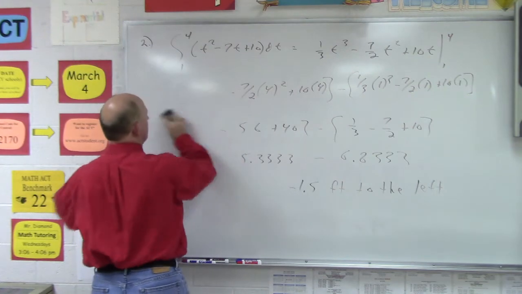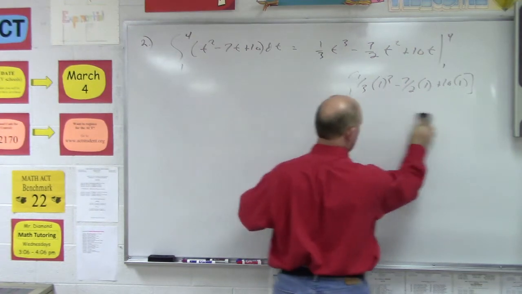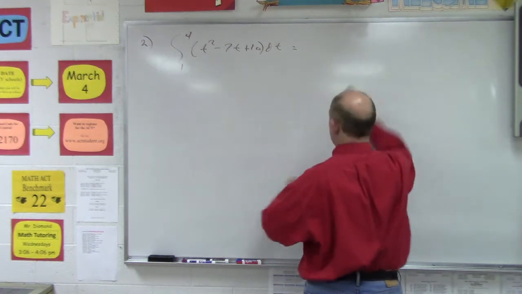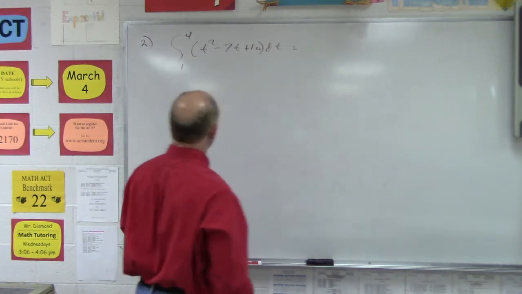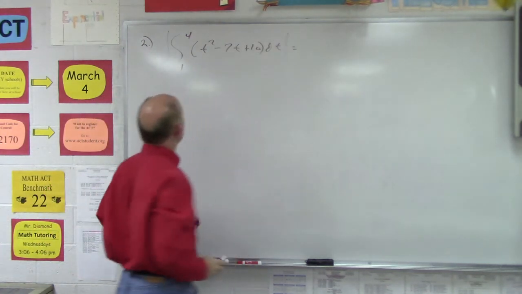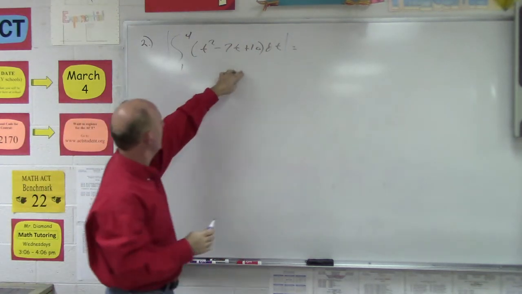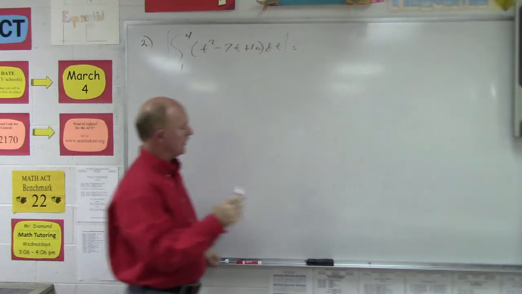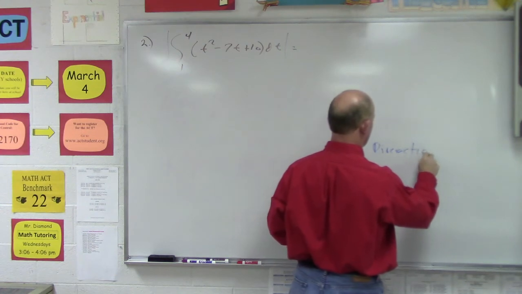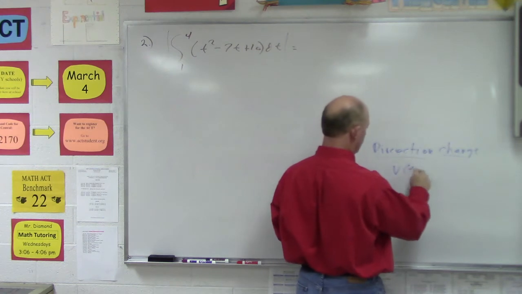So this time, for part 2, we're going to have to calculate the absolute value of t squared minus 7t plus 10, our velocity function, from 1 to 4. Now, first thing I'll do, let's see if we have a direction change. So, do we have any direction change? That would be when the velocity is equal to 0.